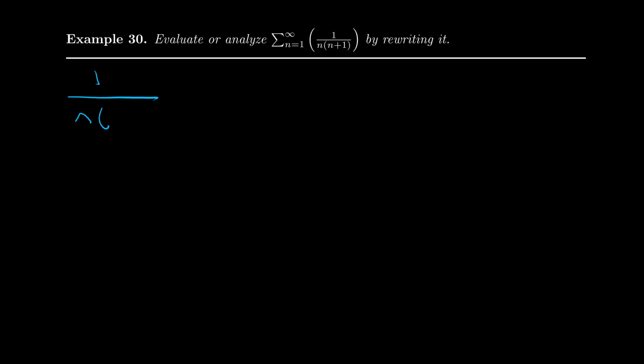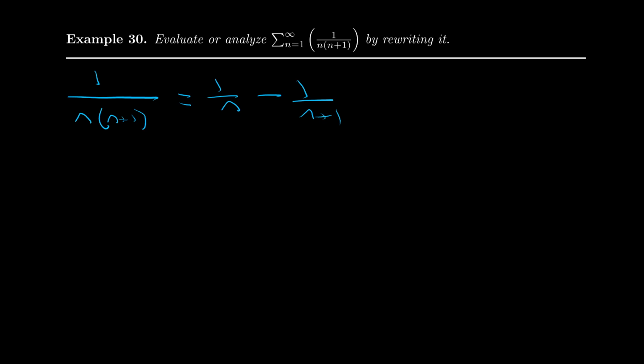You can use partial fractions to rewrite this, and you'll realize that it'll rewrite really nicely. If you want to go do the partial fractions on it, go do the partial fractions on it. Pretend like you're trying to find the integral of this. But you'll get 1 over n minus 1 over n plus 1. Okay. And then you'll notice that everything is going to cancel as you add these terms together.